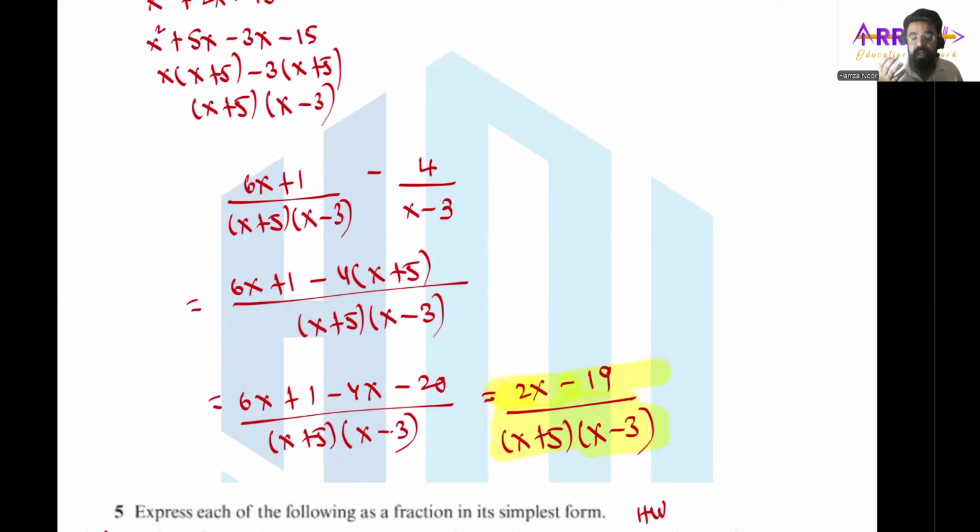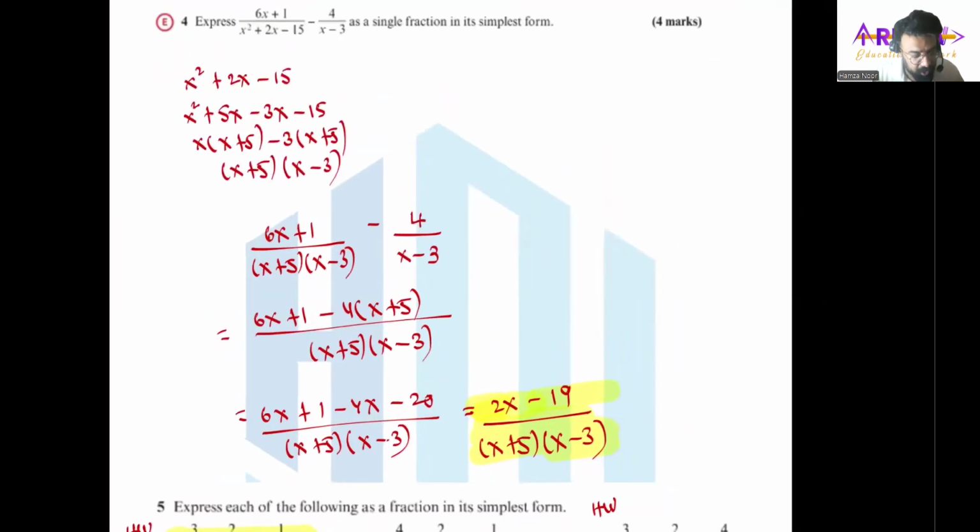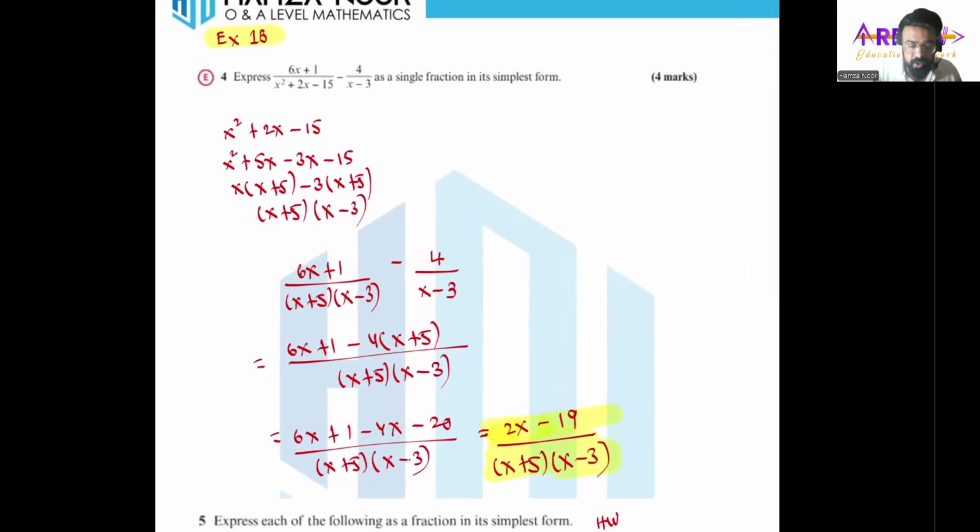We have obtained a fraction in a form after which we cannot do any simplification. We cannot cancel out any common factors further. So this is supposed to be your answer. All right, so this was exercise 1B, question number 4. So now let's move on.